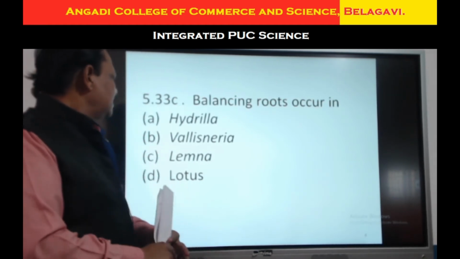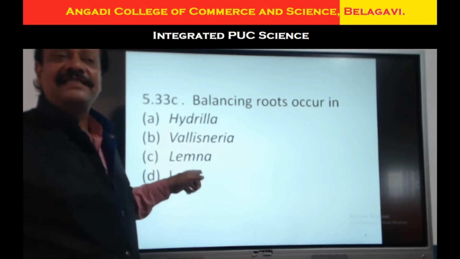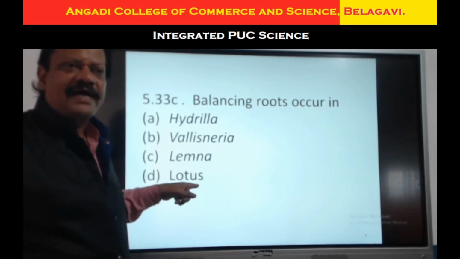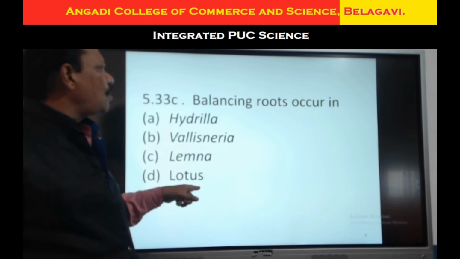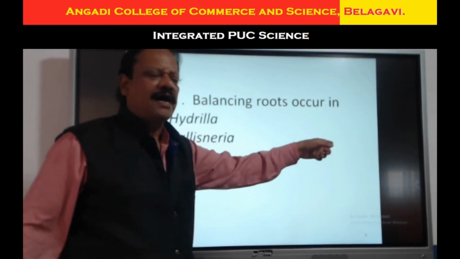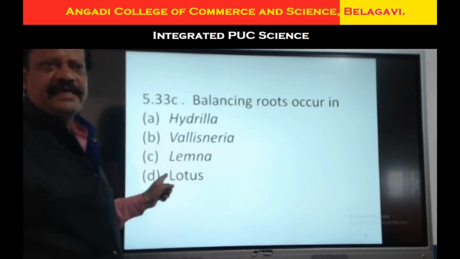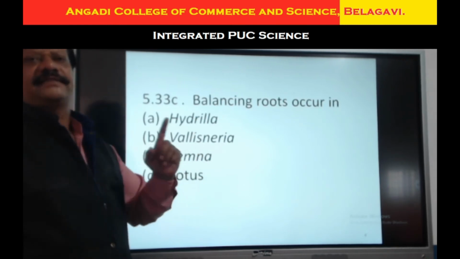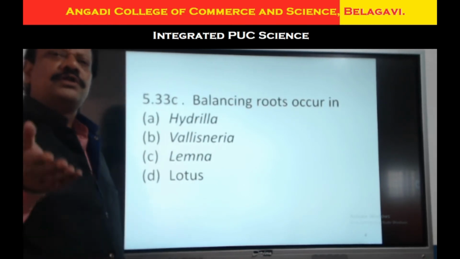So here Lemna is freely floating. It requires balancing roots. So the balancing roots are occurring in option C, Lemna. So Lemna is the correct answer. We'll go to the next question.